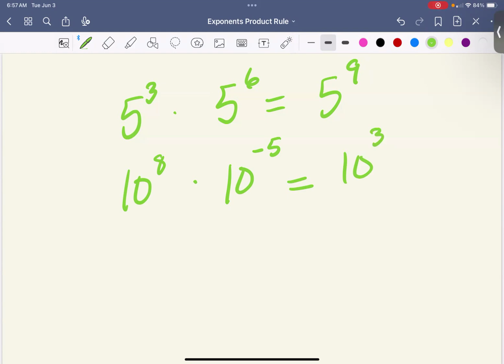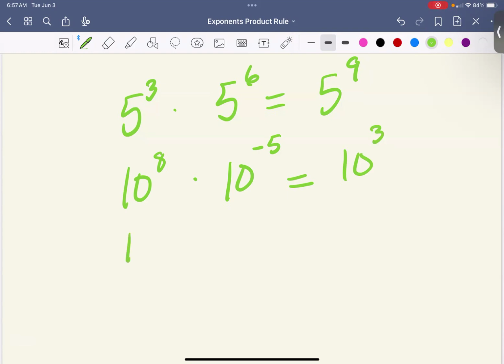Say we had 10 to the negative 3 times 10 to the negative 2. That's going to give us 10 to the negative 5. So you know with the rules of integers that if the signs are the same, we add them. So we have negative 3, negative 2, the signs are the same, so we add them. Same thing here: 5 to the third times 5 to the sixth is 5 to the ninth.